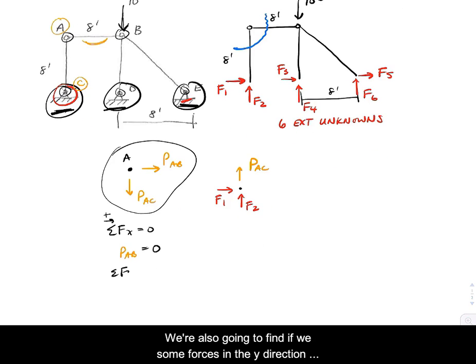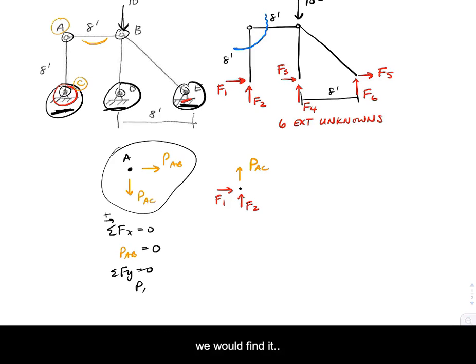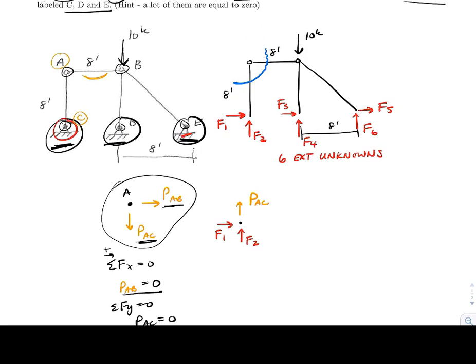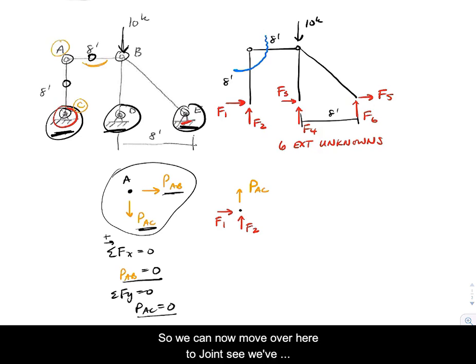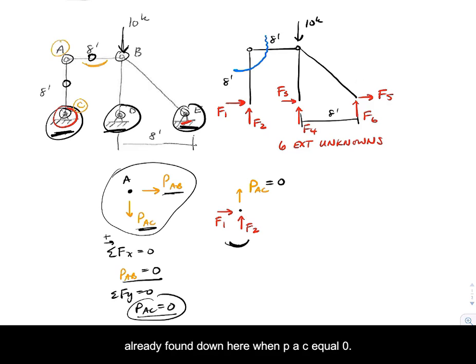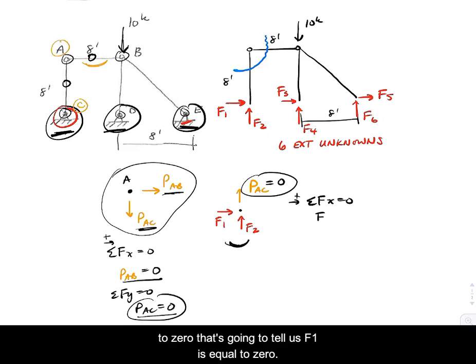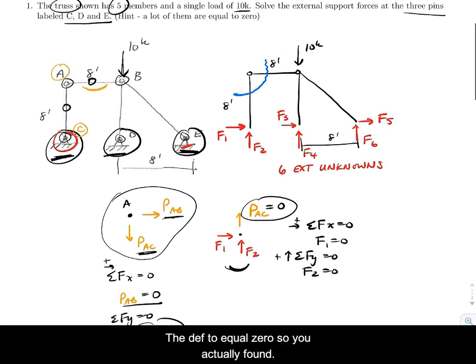We're also going to find if we sum forces in the Y direction, we would find that PAC equals 0. So AB and AC are equal to 0. We're going to call then member AC and AB 0-force members. So we can now move over here to joint C. We've already found down here that PAC equals 0. If we sum forces in the X direction equal to 0, that's going to tell us F1 is equal to 0. And sum of the forces in the Y direction equals 0. That's going to tell us that F2 equals 0.